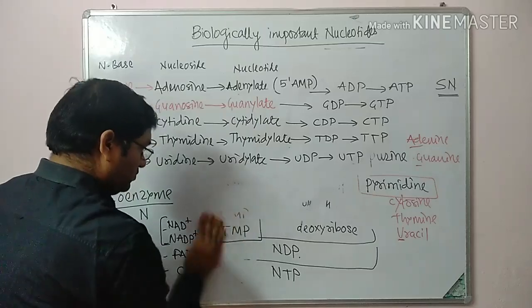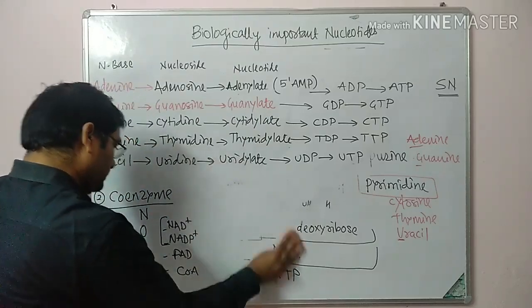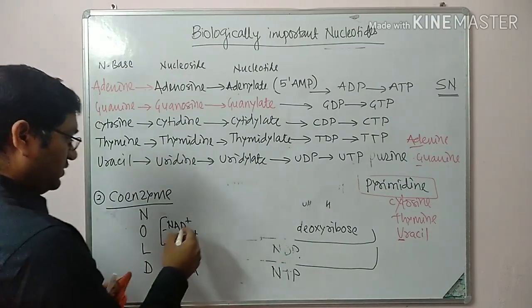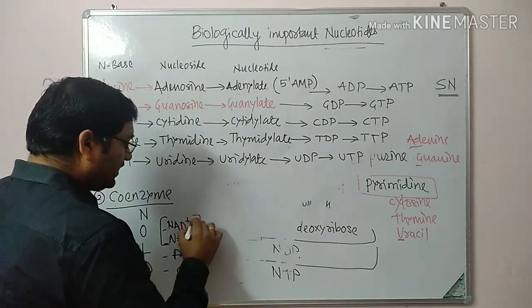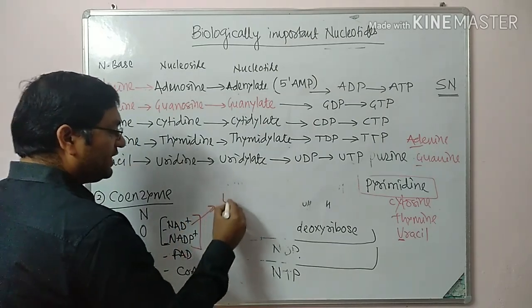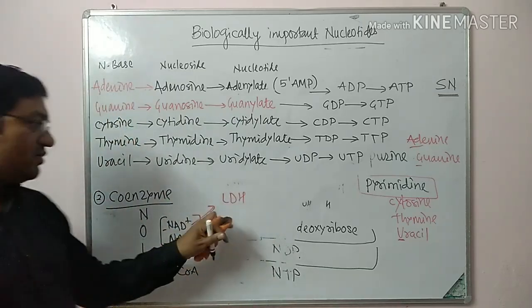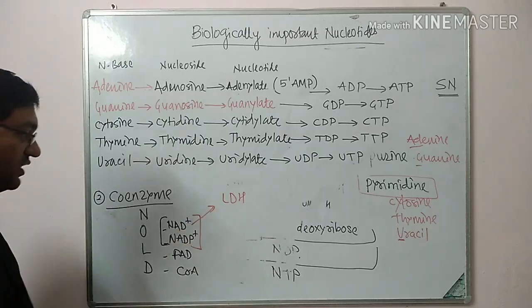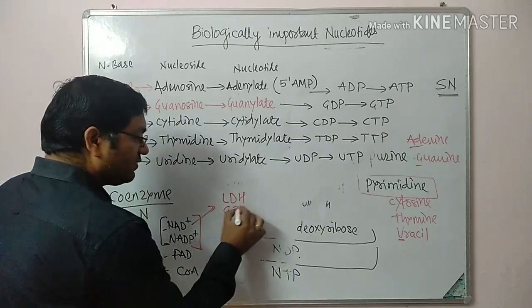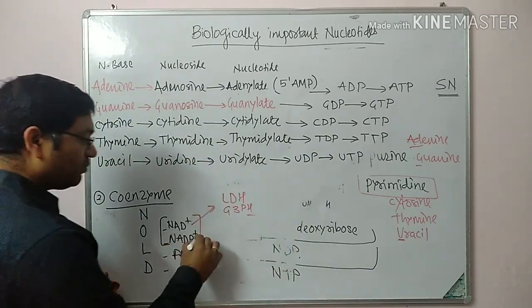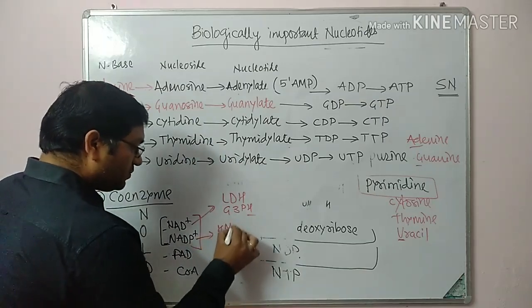For example, this NAD, NADP. NAD is a coenzyme in the reaction catalyzed by lactate dehydrogenase or glyceraldehyde 3-phosphate dehydrogenase. NADP is important in the HMP shunt.